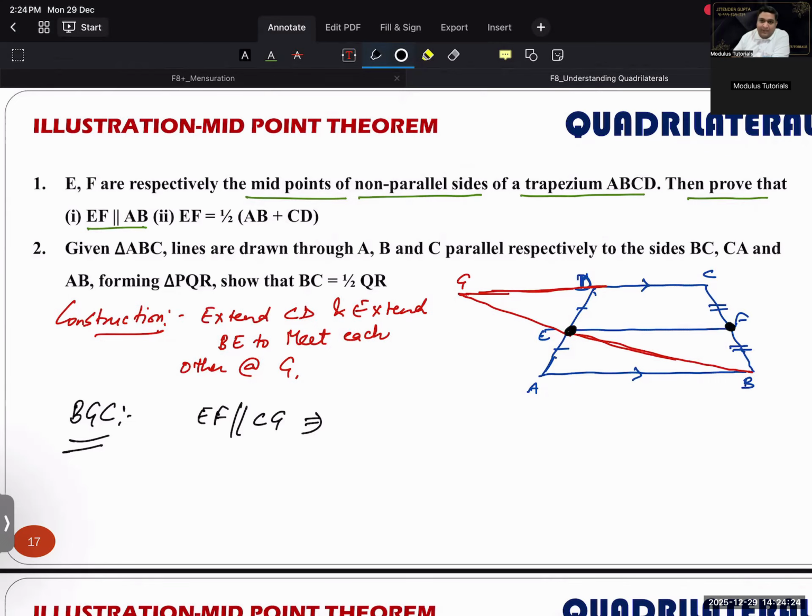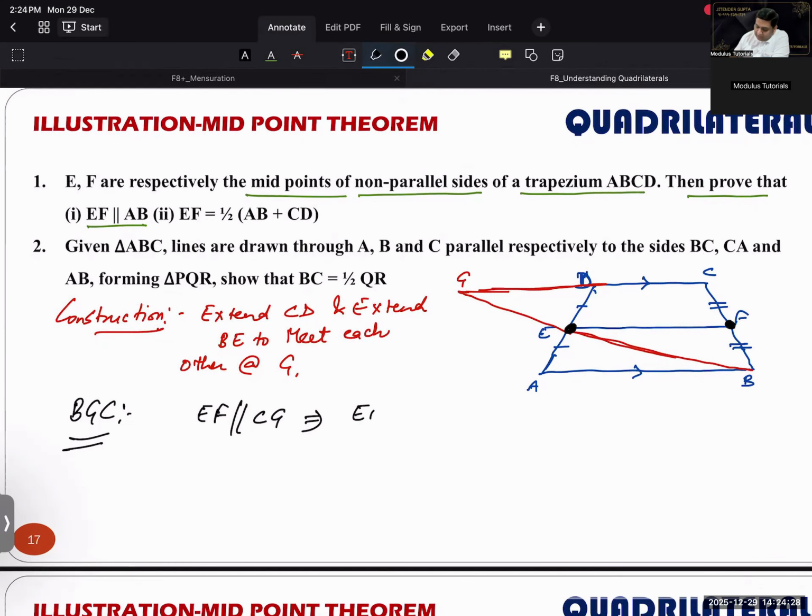Remember, CD was just a plain extension. I just extended it, right? So therefore, EF is parallel to CD. But CD is parallel to AB. So therefore, EF is parallel to AB. So that proves the first thing. I hope this much is very, very clear. Any problem?